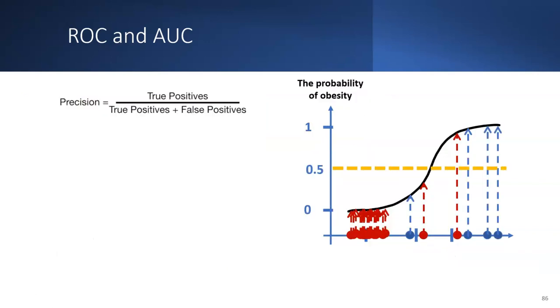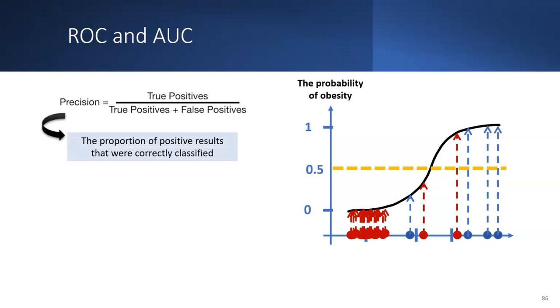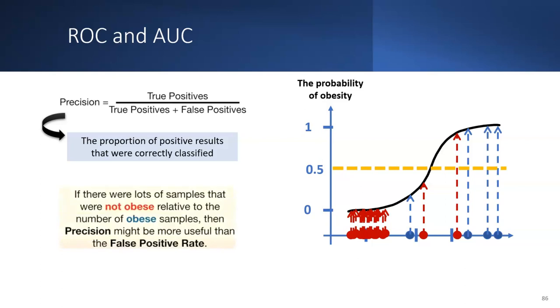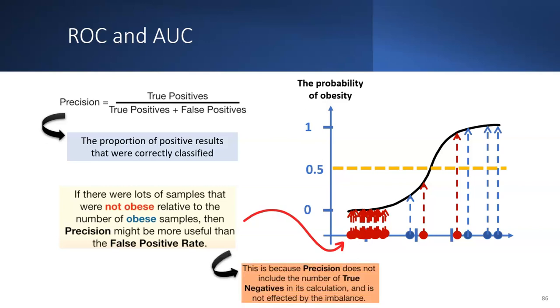Precision is also very interesting, and it can be derived from the confusion matrix. It deals with the probability of obesity. If there are a lot of samples that are not obese relative to the number of obese samples, then precision might be more useful than the false positive rate. This is because precision does not include the number of true negatives in the calculation and is not affected by the imbalance. If there's an imbalance, it doesn't affect precision because there are no true negatives here.